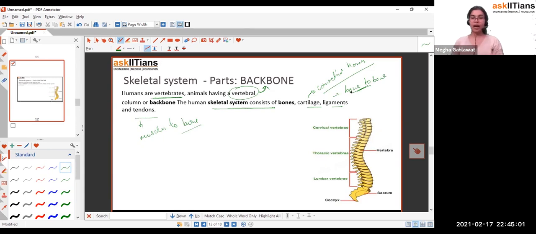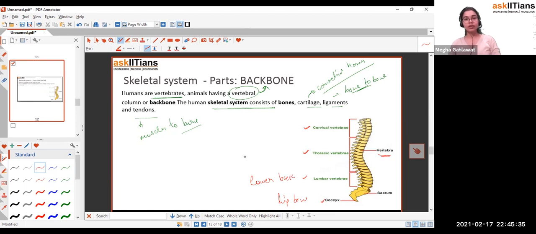Now back to the backbone. That kind of rhymed, didn't it? Back to the backbone. So we have this vertebral column and it has multiple parts. It has the cervical vertebra, present in the neck. Then the thoracic vertebra, present in the region of the chest. Then we have the lumbar vertebra, present in the lower back. And we have the coccyx, which is like the hip bone. These are present in the lower back.